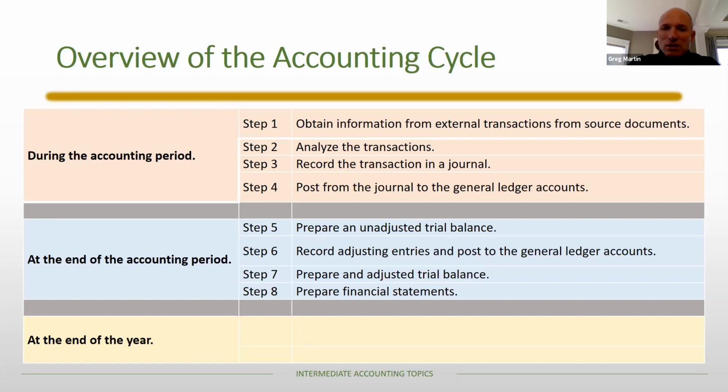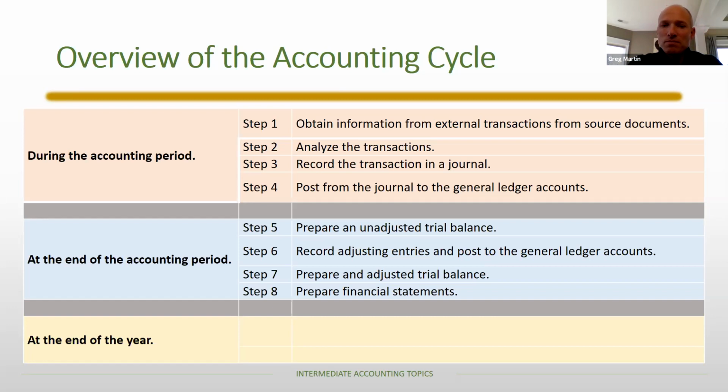Then in step 6, you do adjusting entries. These adjusting entries now reflect internal activities that need to be updated. Once you do that, you record those in the journal and post them to the general ledger. So now you're getting an update to certain accounts and their balances. Once you've updated, now you prepare and present the adjusted trial balance.